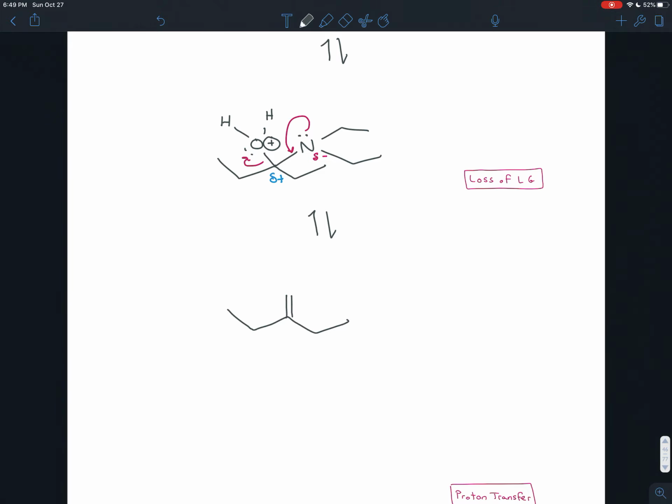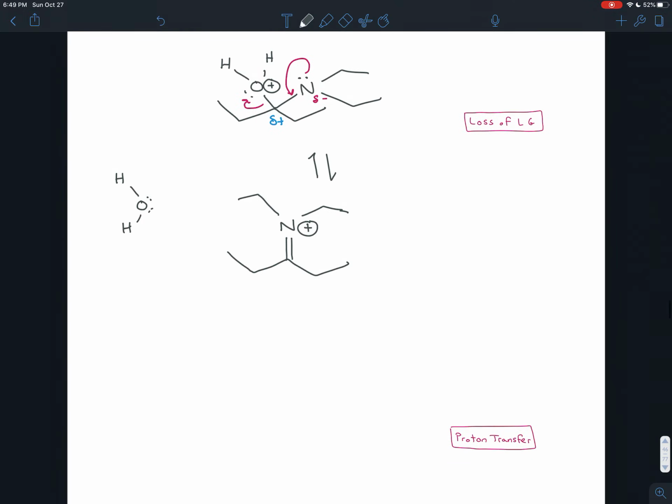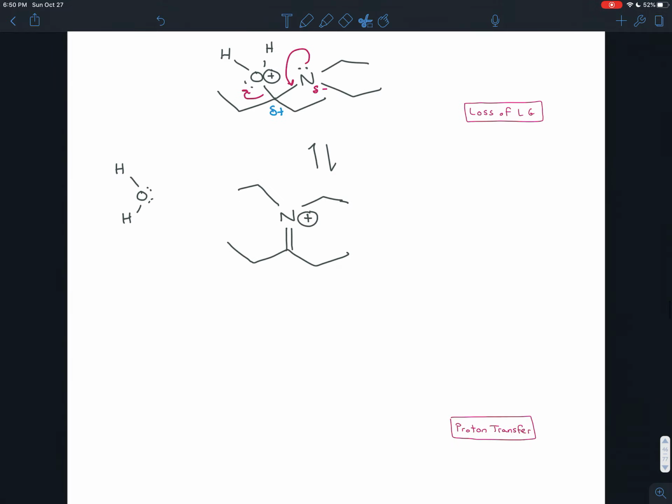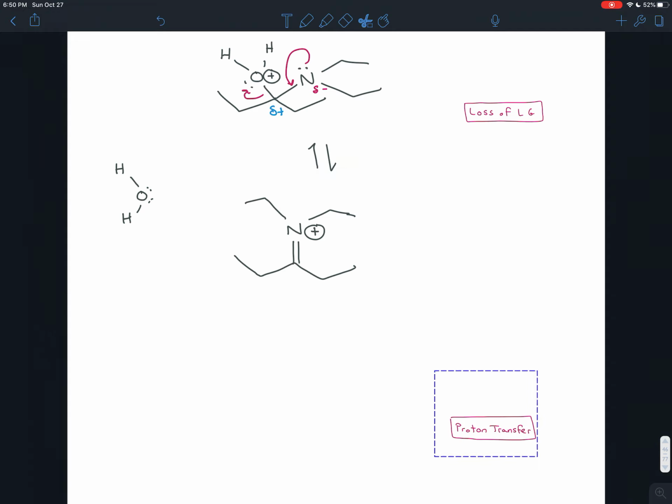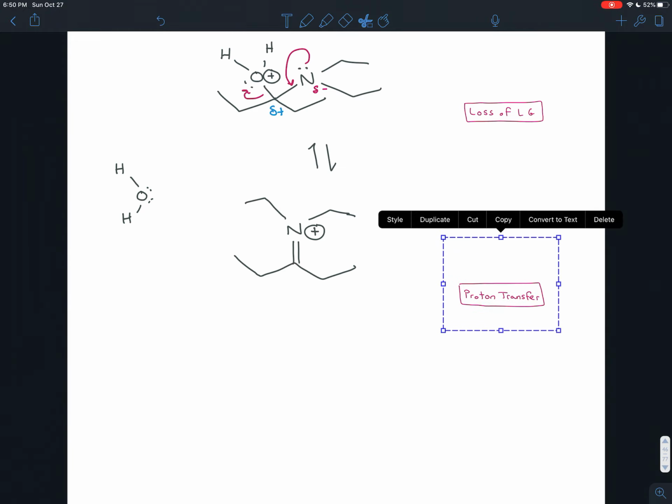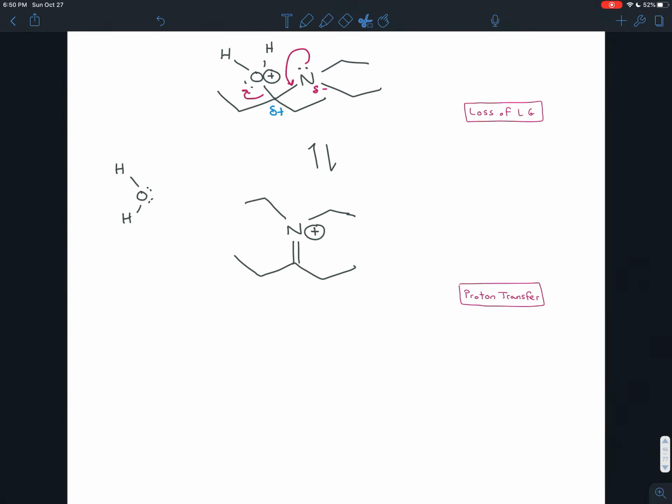The molecule that you have left has a double bond to the nitrogen, and the nitrogen has 2 other R groups, so it has a full positive charge there. And we also form water. All right, well, that nitrogen is not stable. It has a full positive charge. So we have to figure out how to stabilize it.